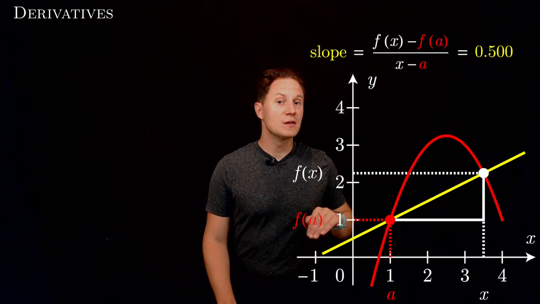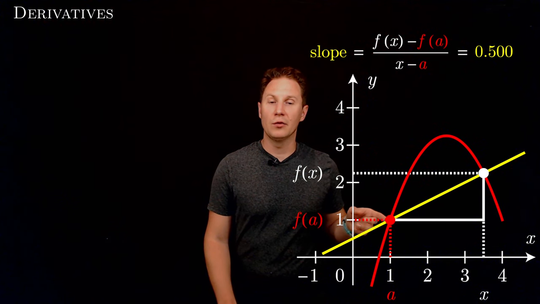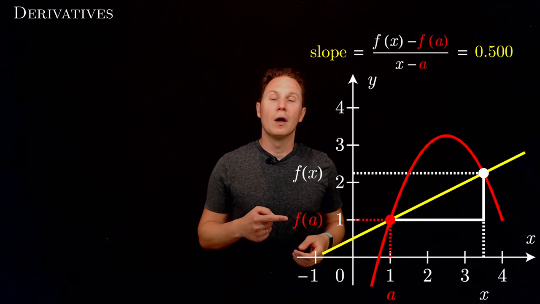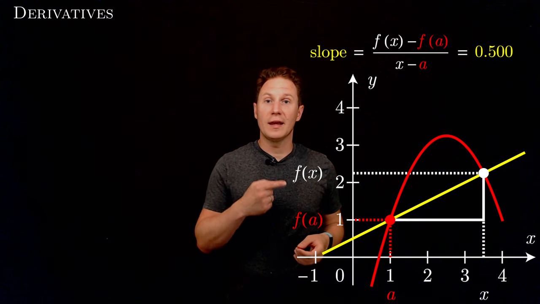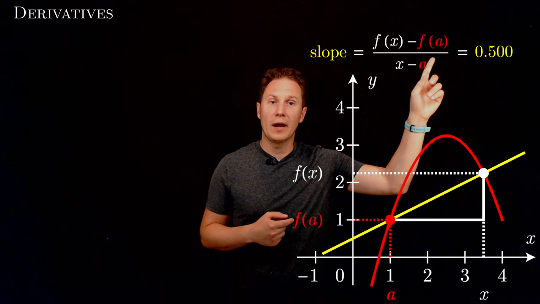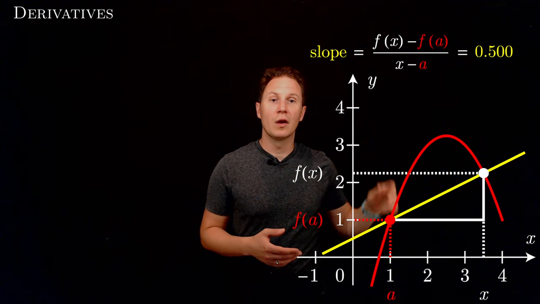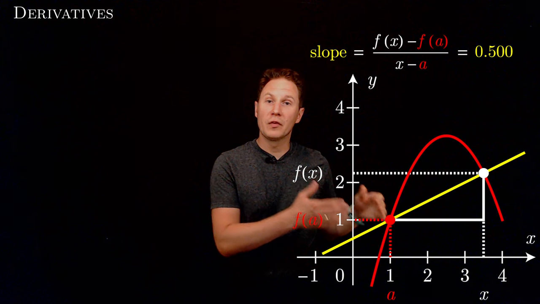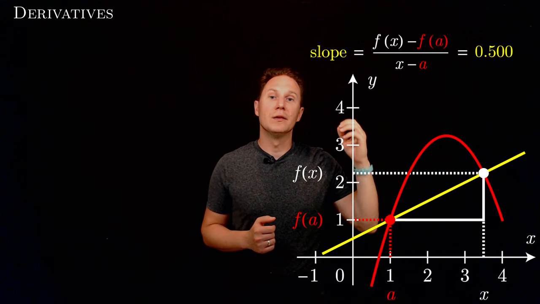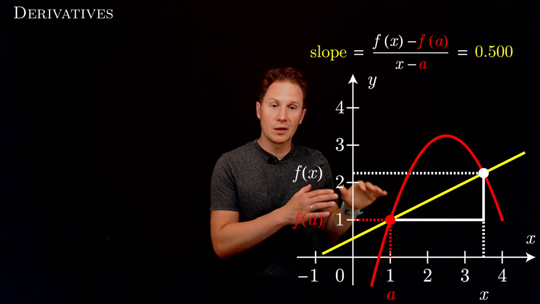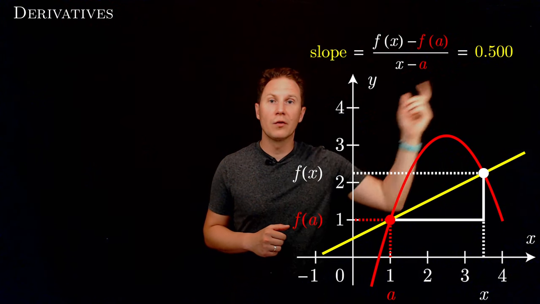Now, it is the slope of these secant lines that we can easily compute by taking the rise and dividing it by the run. The rise is the difference of coordinates along the y-axis, that is the difference of values f takes at x and a, f of x minus f of a, divided by the run, which is simply the difference of coordinates along the x-axis, so x minus a. Thus the slope of the secant line is just the quotient of these differences. This is why we call this fraction the difference quotient of f. In this particular case, for the secant line that you see, the slope, the difference quotient, is 0.5.